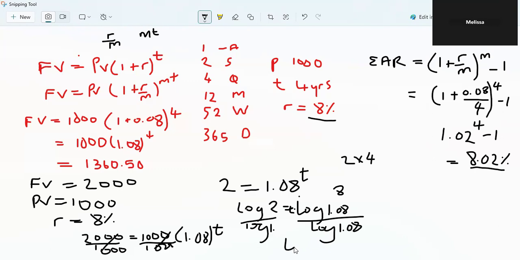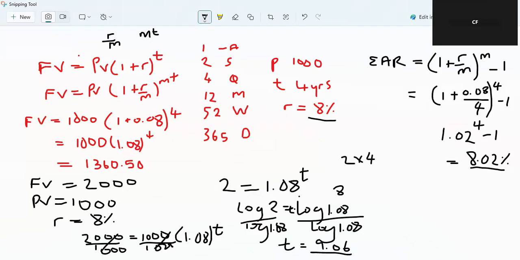Sorry to take you back. How do you compute your logs on the calculator? Just check there at the far end on top of the AC, there is log, looking like LG or log. So log 2 divided by log 1.08. What are you getting? Log 2 divided by log 1.08, which is 9.006. Okay. All right. Thank you.